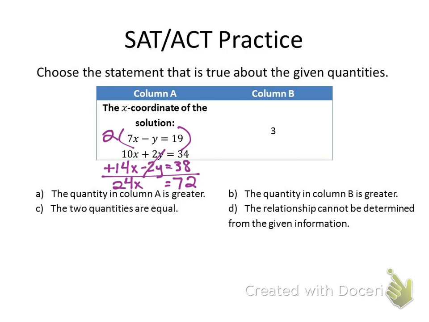Ooh, 72 divided by 24. I'm not exactly sure. Is that 3? That is a 3. So wait a second. The left column, the x-coordinate, does end up being 3, and so is column B. So the two quantities in this case are equal.